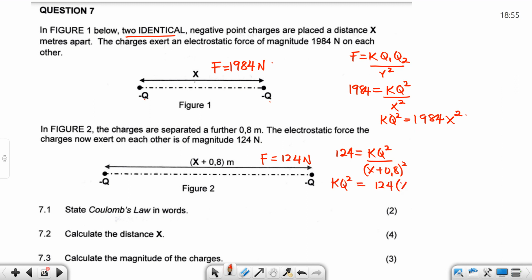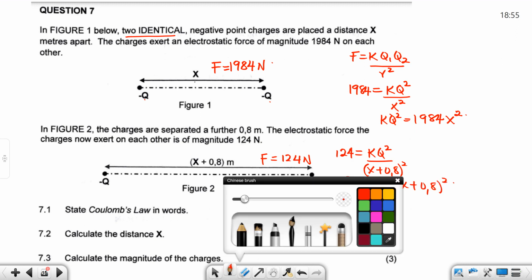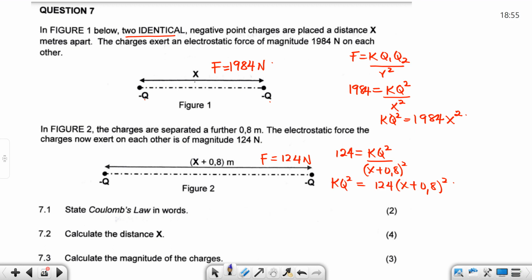Are you aware of where we are right now? Two equations. But what is this? KQ squared. And what is this? KQ squared. Can we equate them? What are we going to get? 1984 x squared equals 124 (x plus 0.8) squared. Can I expand that? No, don't expand. I want to show you something nice.